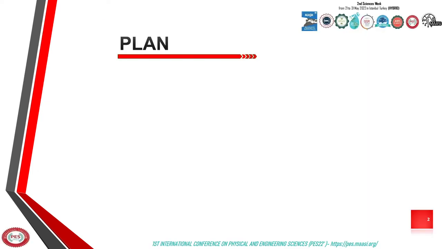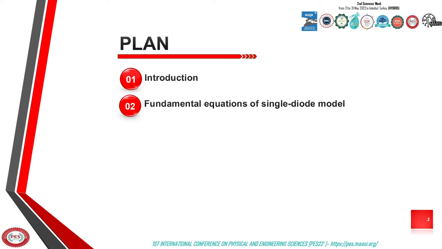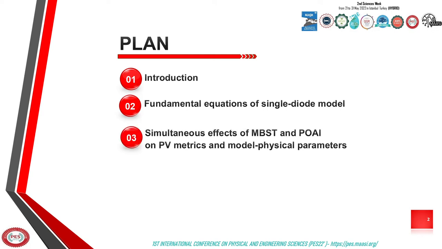Now let's start by looking at the outline of this presentation. I start off with the introduction, then I move on to the fundamental equations of the single-diode model. After that, I go on to the main part of this work, which is about simultaneous effects of MBST temperature and POAI irradiance on PV metrics and model physical parameters. Then I will show you the results, and finally we have the conclusion.